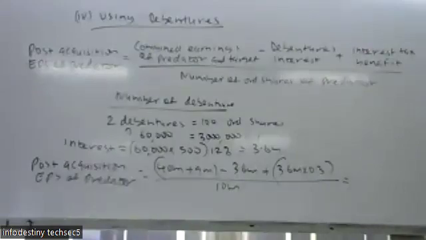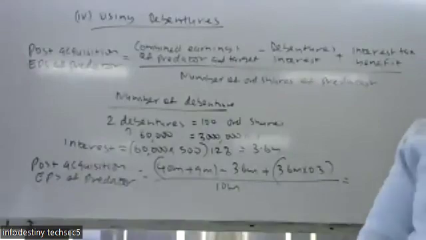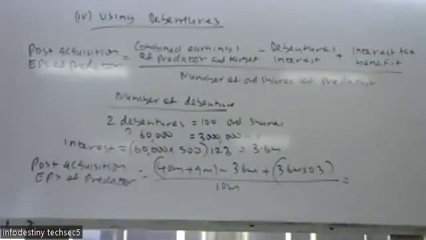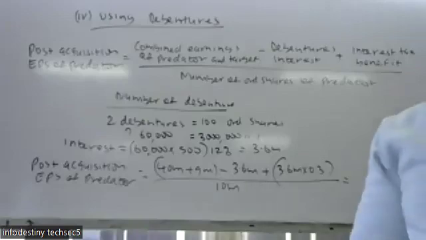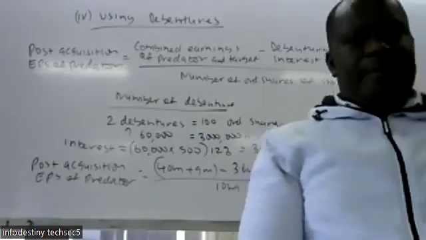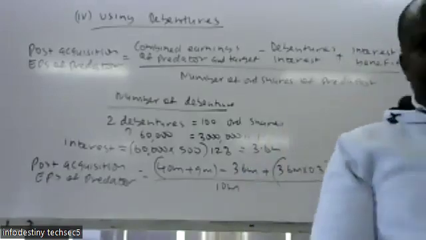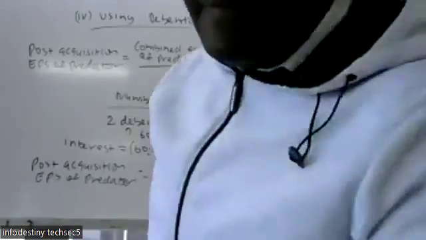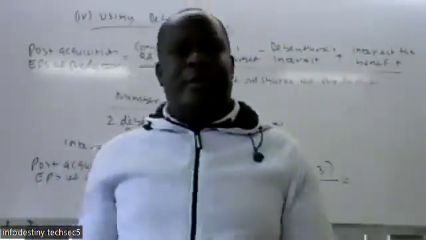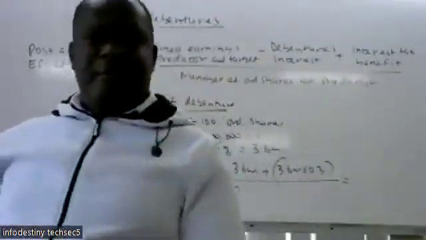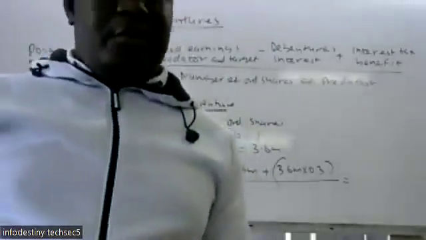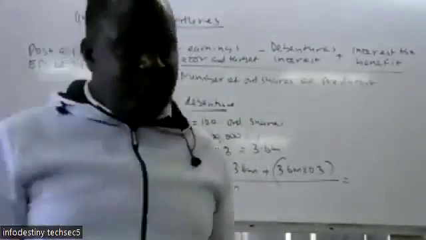When you are using debentures, how do you get the earning per share? So it is giving us which figure? 4.648. Online, anyone who has computed, you are getting which value? 4.648. So that is now all for that portion.